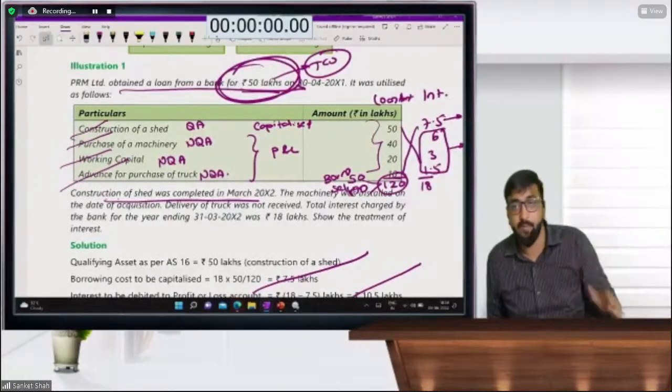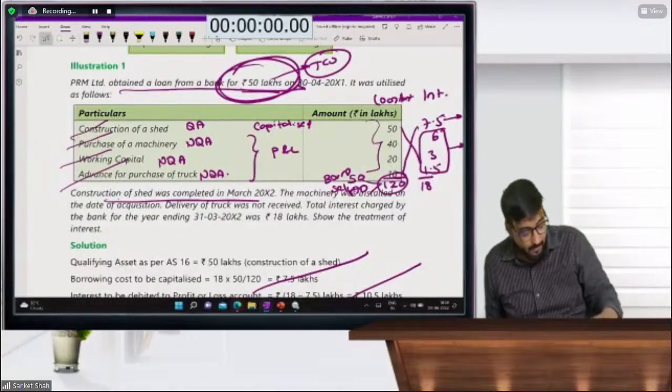Beta, no, the 50 lakhs you have not used only for the shed. You utilize it in all these four. Okay.